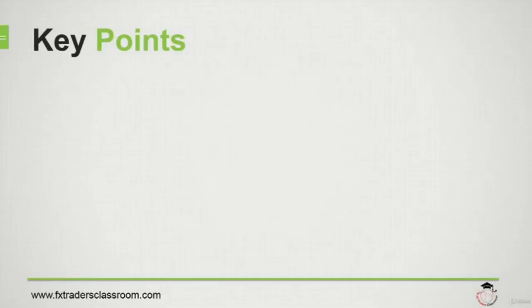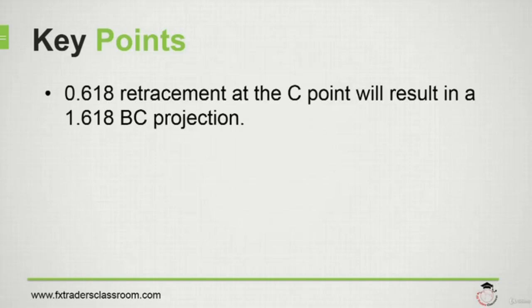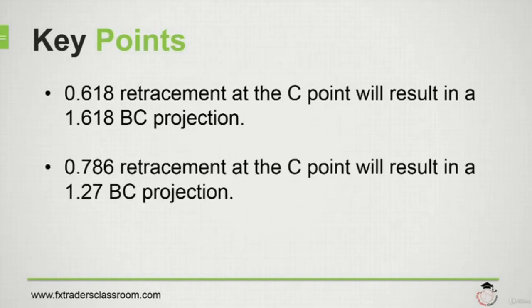Okay? Now that we have seen the real market example, it is time to reiterate the most important points of this lesson. First, the 618 retracement at the C point will result in a 1.618 BC projection. And second, a 786 retracement at the C point will result in a 127 BC projection. This may seem a little bit redundant, but the BC projection is what sets up this entire pattern for completion.